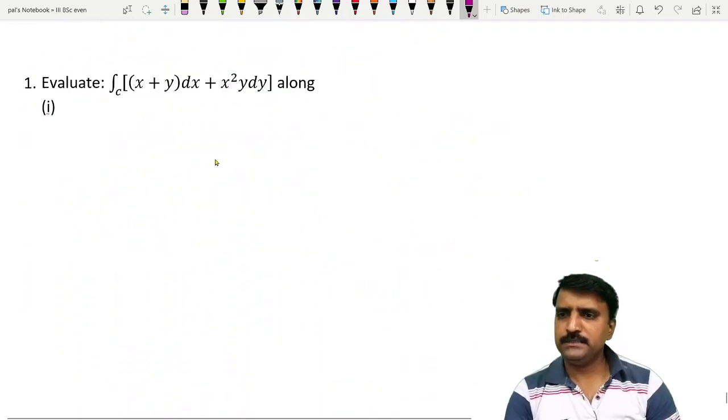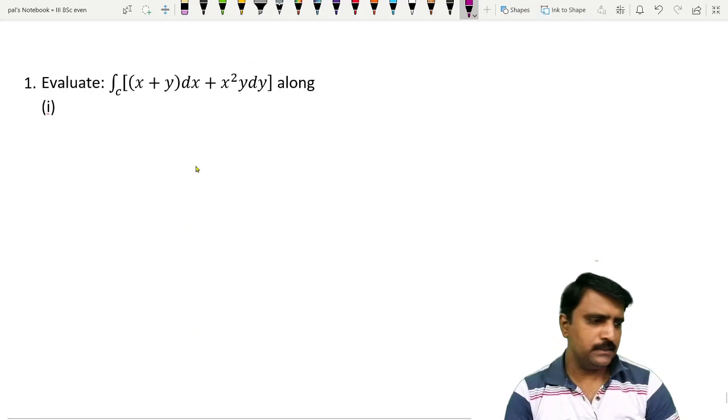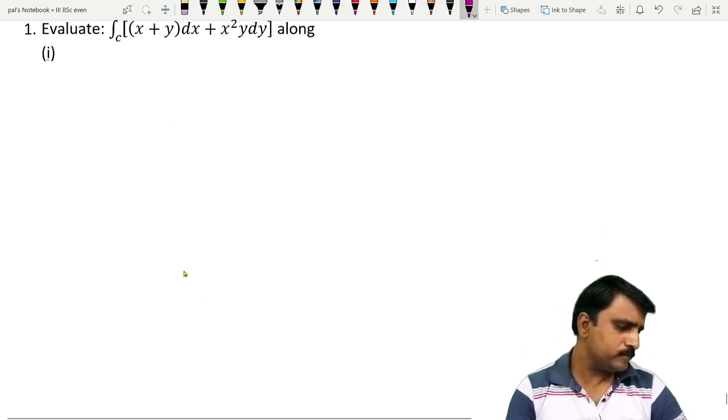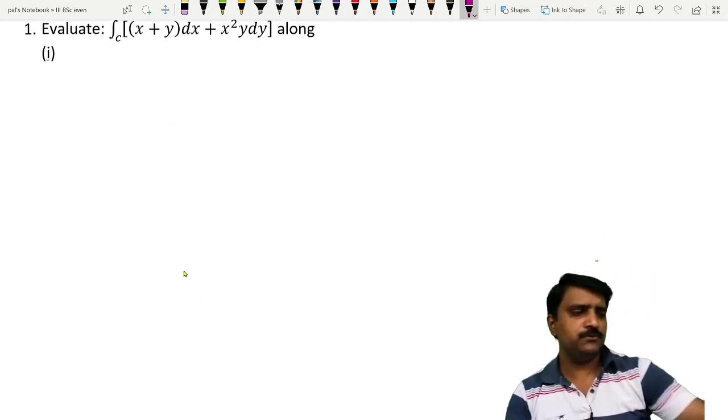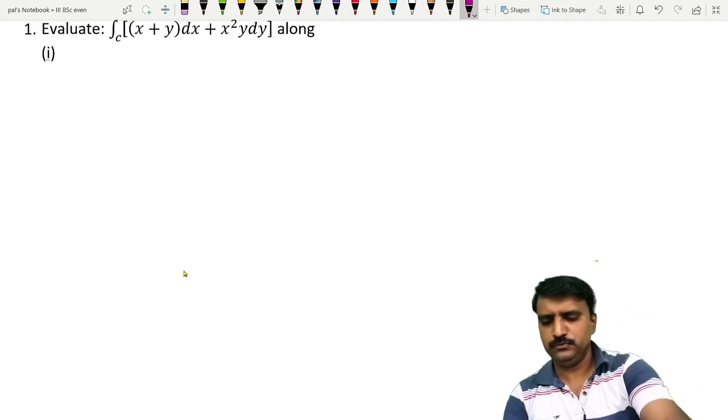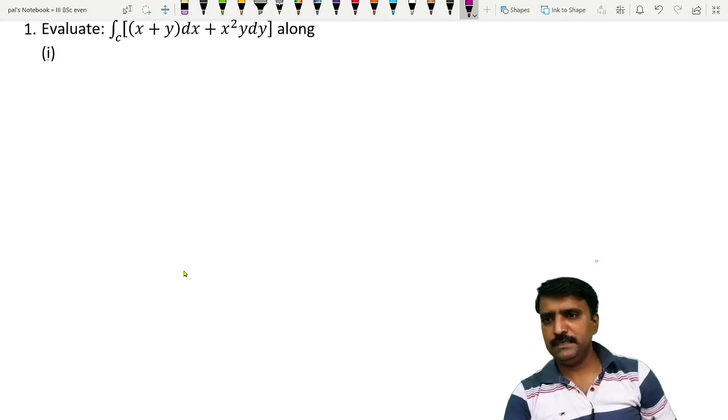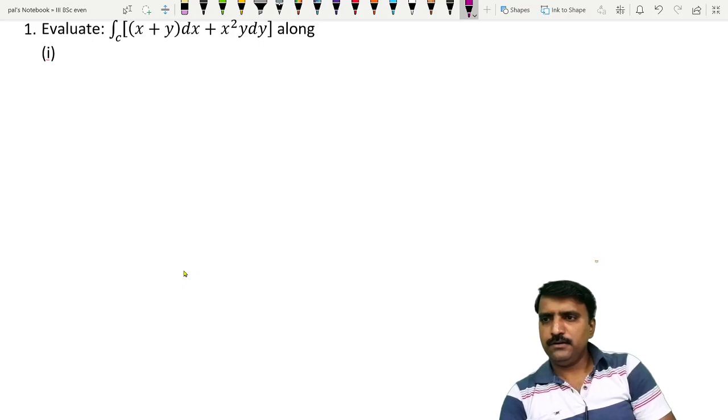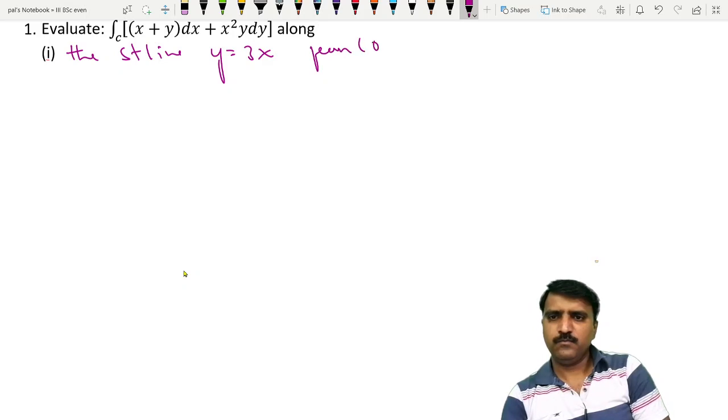Okay, I think you can solve this problem. I give one homework problem to you, so if possible, try to solve this: integral of x plus y into x square y into dy along the straight line y is equal to 3x from 0,0 to 3,9.